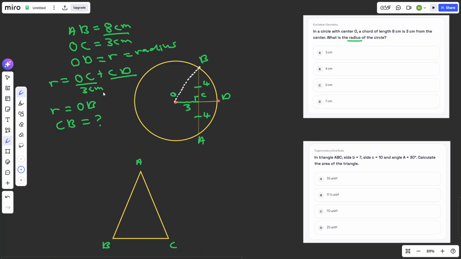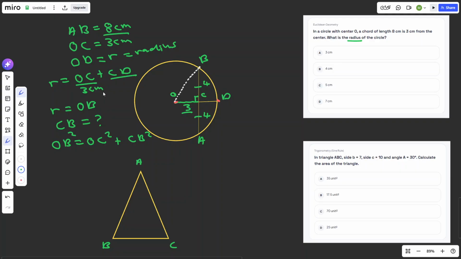So now we've got OC and CB, and we can simply use the Pythagoras theorem. So let us go ahead and find it, right? OB is equal to OC squared plus CB squared.